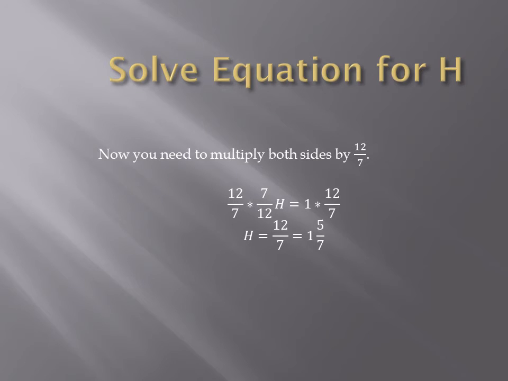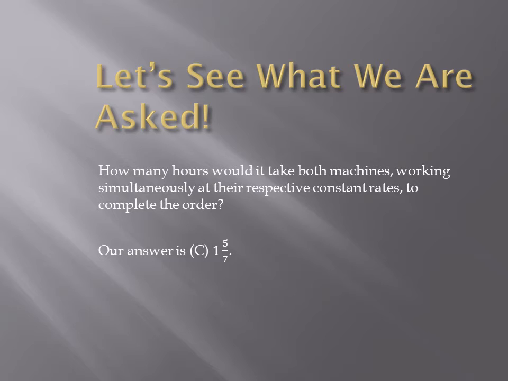So if you look through your answer choices to answer the question, which is how many hours would it take both machines working simultaneously at their respective constant rates to complete the order, you'll see that 1 5/7 is answer choice C. If you had left it in the form of 12/7, you wouldn't have seen your answer here.